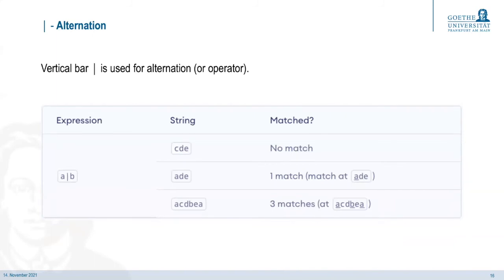Alternation. This vertical bar is the equivalent of an OR operator. So in this expression, we would read it as A or B. If the string contains A or B, it would yield a match. In the first example, none of A or B is present, so we have no match. But in the second, we have at least one A, and so we have a match. And in the third example, we have 3 matches because there are 2 letter A's and 1 letter B.